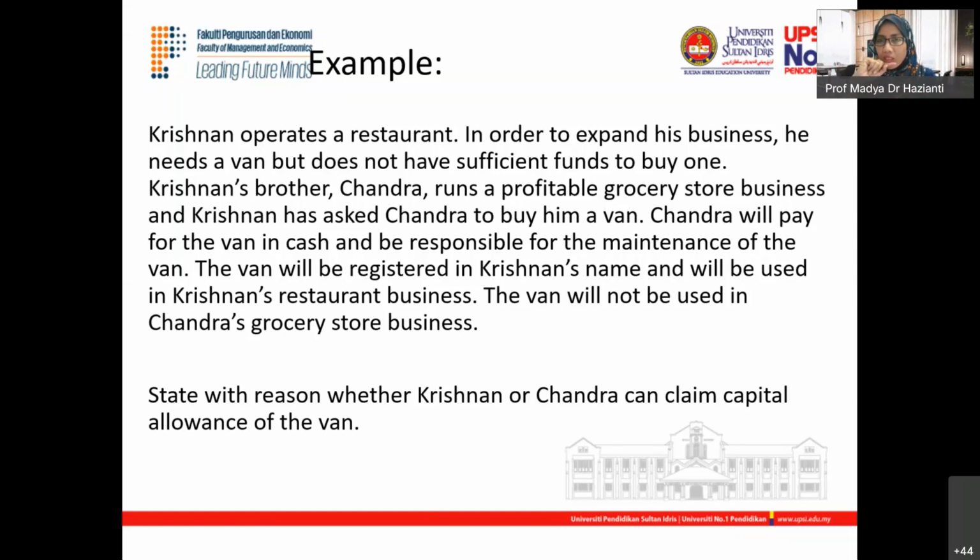Kita especially yang jawab Krishnan tadi lah. Yang tak tahu Chandra ke Krishnan ke tu. So that's how we decide mesti fulfill the criteria tu. Balik ke sini tadi.